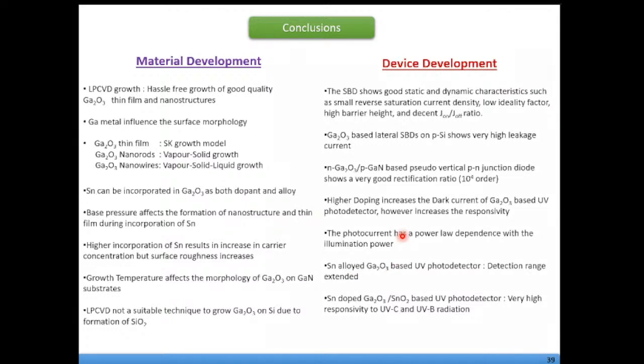In the case of power devices, we could get good diode performance with a decent J on and J off ratio. Then we have also realized photodetectors operating at a wavelength of 254 nanometers, the UVC range, and we could get very good responsivity and photo to dark current ratio, but the speed of these devices is still slow. So these are the challenges we need to work on in future.